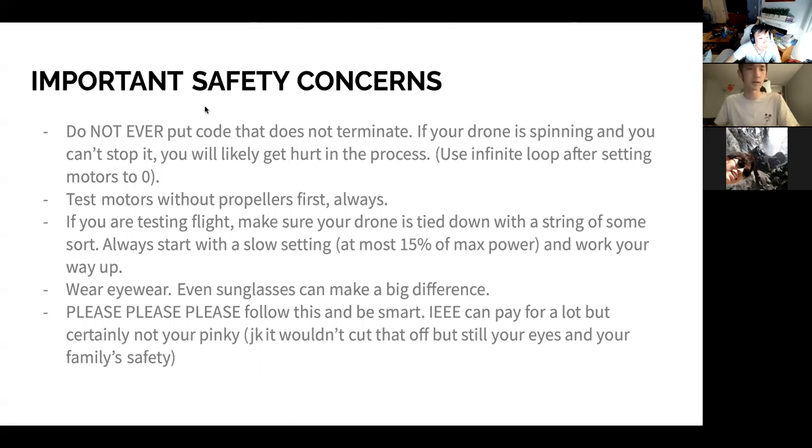Okay, this is for later on when you do start working with the drone. These are really, really important safety concerns that you have to consider, especially since it's not in person. We can't watch over you like we do in the lab normally. So here are a few things.